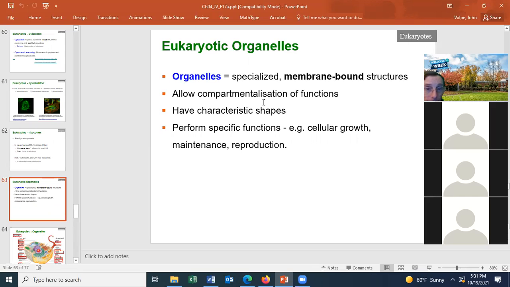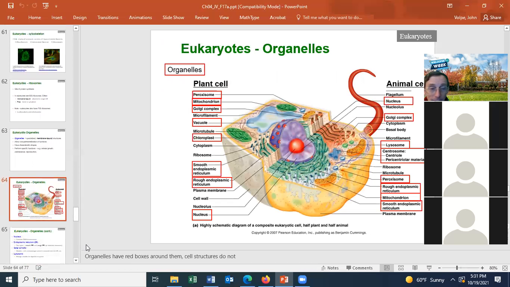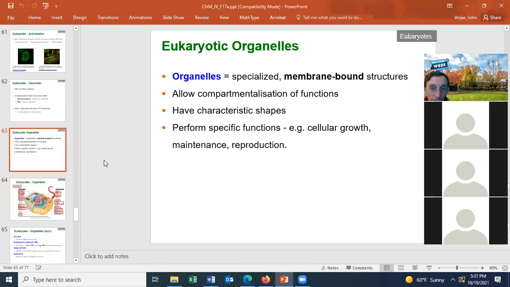The different organelles typically have a characteristic shape and they perform a specific function. The function could be cellular growth, maintenance, or reproduction. Let's take a look at some of the organelles in a cell. And I guess before I go further, there is a non-membrane bound organelle. So that would be a structure that is not surrounded by a membrane.